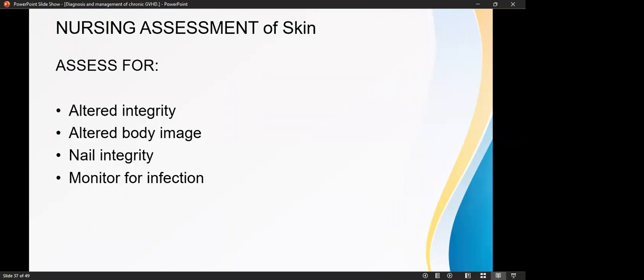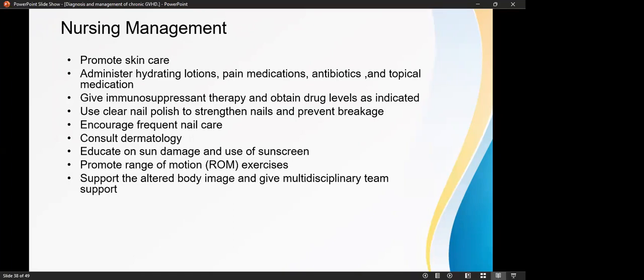And what is the main role of nurses? To observe the GVHD, and what nurses will assess: altered skin integrity, body image, nail integrity, monitor for the infection. And what will be the nursing management? Promote the skin care, administer hydrating lotion, pain medication, antibiotic and topical medication, give immunosuppression therapy and obtain drug levels as indicated.